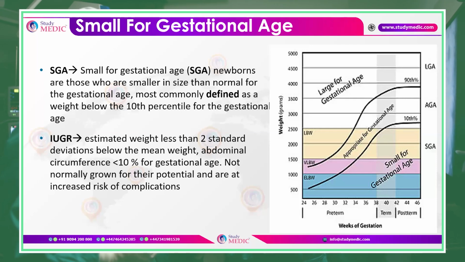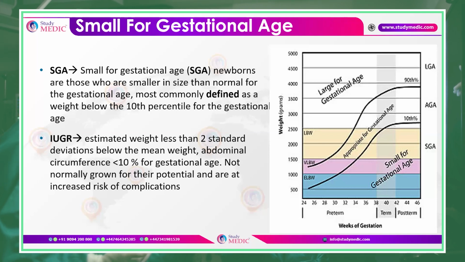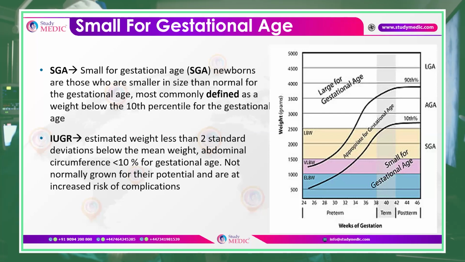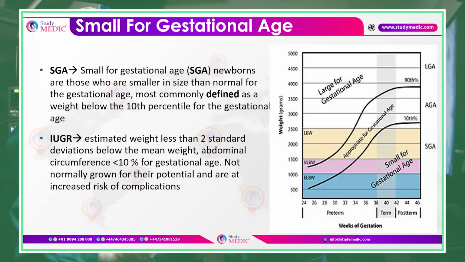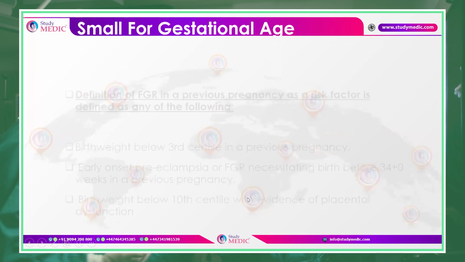But growth retardation is where there can be some background pathology available. The most common causes in late growth retardation can be placental problems. It also results in increased risk of complications as well. So this is the thing which should always be kept in mind.